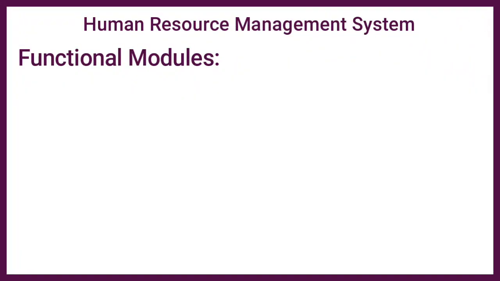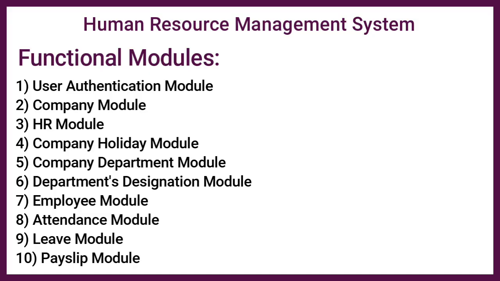Now let's see the functional modules present in the project. The very first and very important functional module is the user authentication module. The second one is the company module. The third one is the HR module. The next one is the holiday module. And the next one is the department module. Then we have the designation module. The next one is the employee module. And then the next one is the attendance module. Then the attendance leave module. And the last one is the payslip module.